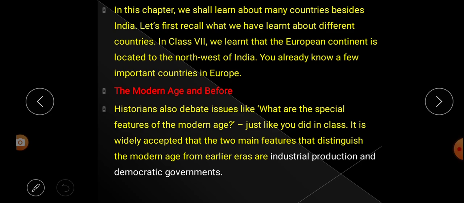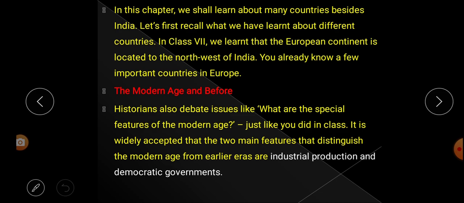Let's read the first paragraph. In this chapter we shall learn about many countries beside India. Let's first recall what you have learned about different countries. We have learned about different countries in class 7. We learned that the European continent is located to the northwest of India. So where is the European continent located? It is northwest of India. You already know a few important countries in Europe.